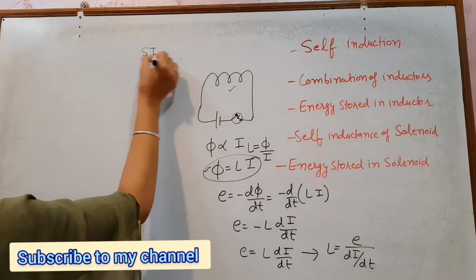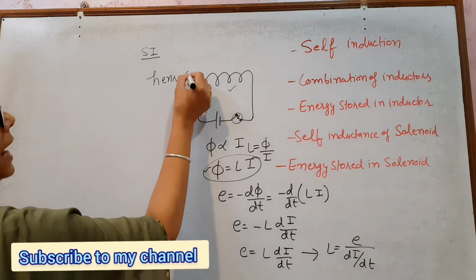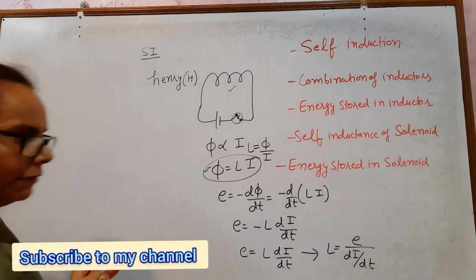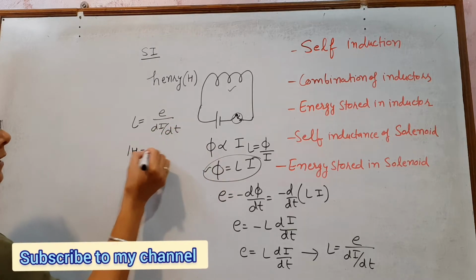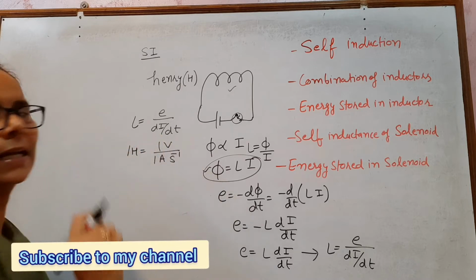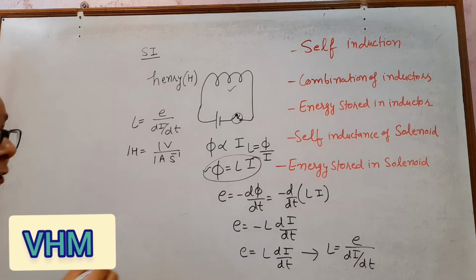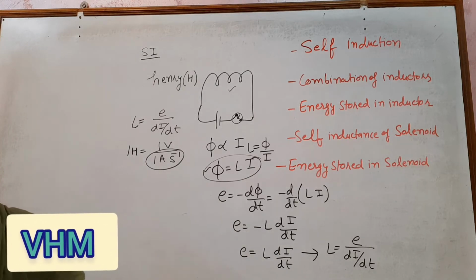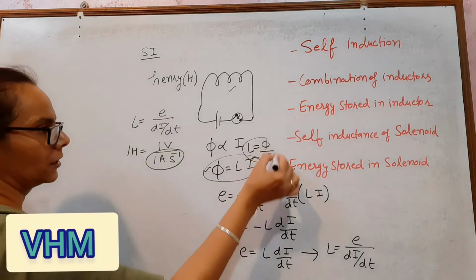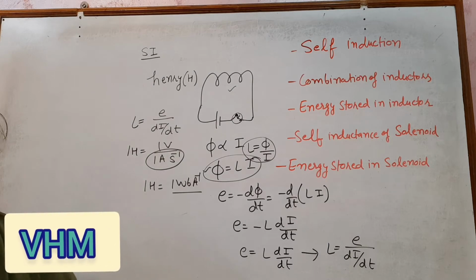In SI system, the unit for self-induction is called Henry, that is H. And how do we define this Henry? L is equal to E upon di upon dt. We can say 1 Henry is 1 volt per 1 ampere per second. So 1 Henry is the self-inductance of a coil when the rate of change of current of 1 ampere per second gives the induced EMF of 1 volt. Then this inductance is said to be 1 Henry. From here we also define it: 1 Henry can be 1 Weber per ampere. This is also the 1 Henry self-inductance.